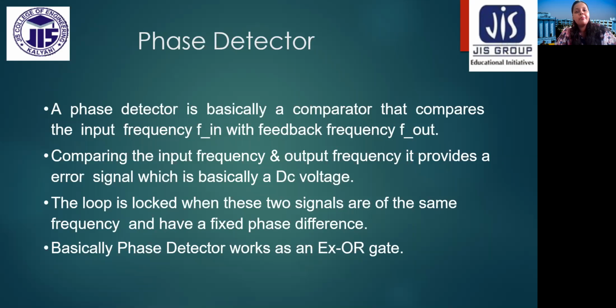Now what is the operation, what is the performance that a phase detector performs in PLL? It is basically a comparator that compares the input frequency with the feedback frequency. Comparing the input frequency and output frequency, it provides an error signal, which is basically a DC voltage. The loop is locked when these two signals are of the same frequency and have a fixed phase difference. Now this phase detector works as an XOR gate.